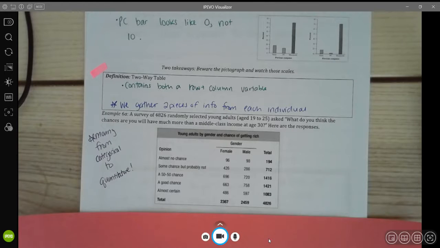We've got one individual. In this case, the individual is going to be the young adult. And we have gathered two different pieces of information on them. We're going to gather if they're male or female, and then we're going to gather their opinion on this terribly worded question. And I will do another really quick sidebar before we get into today's lesson.